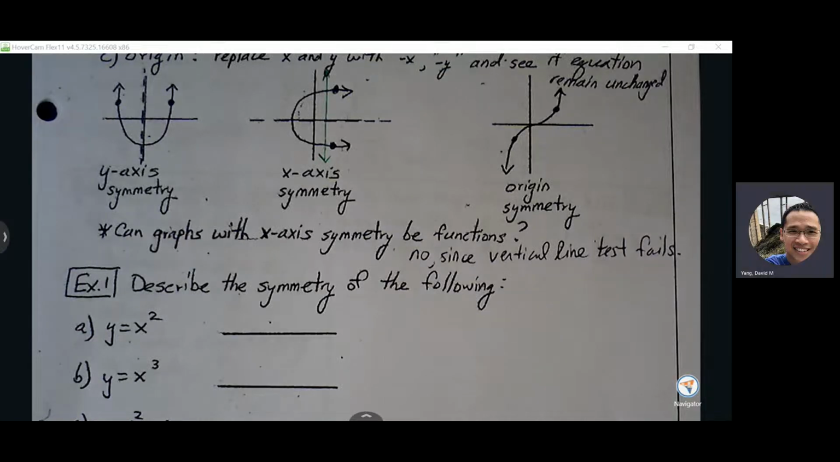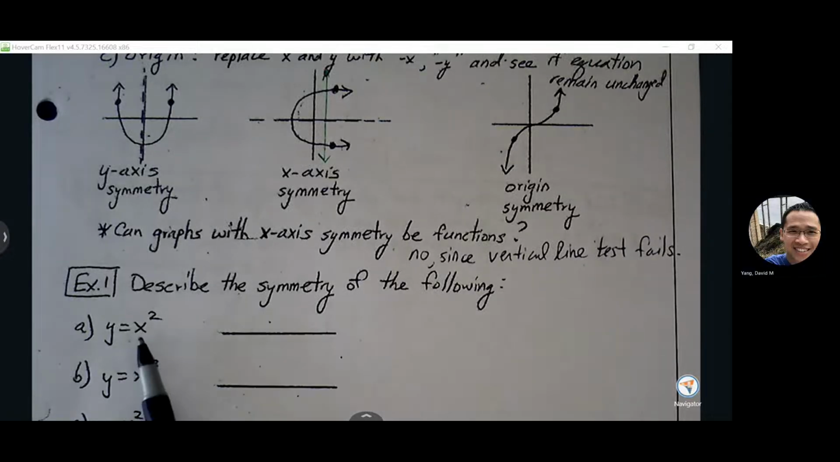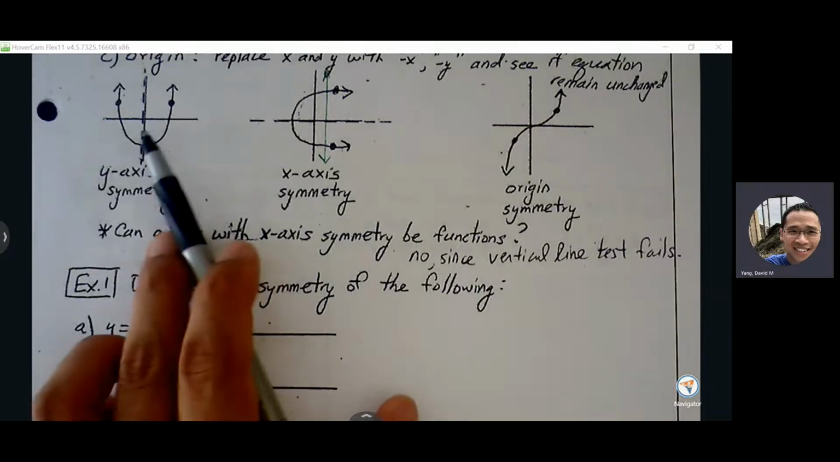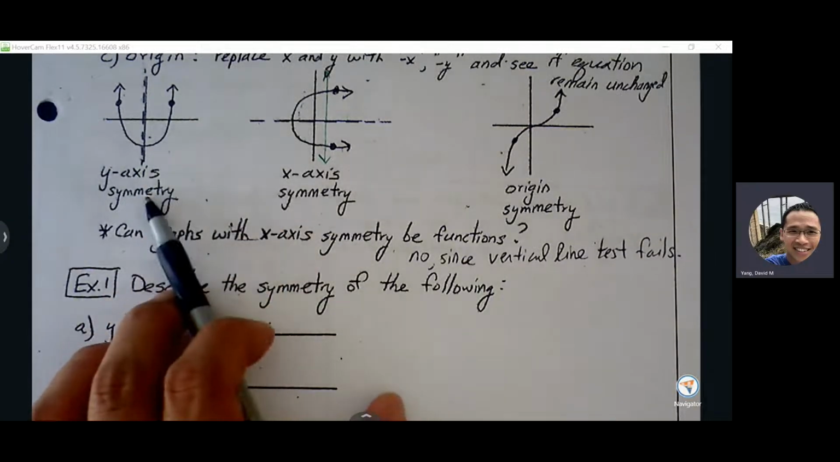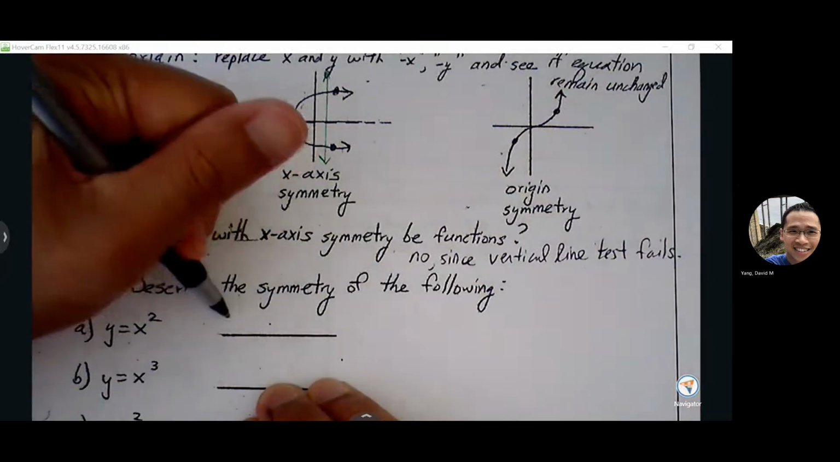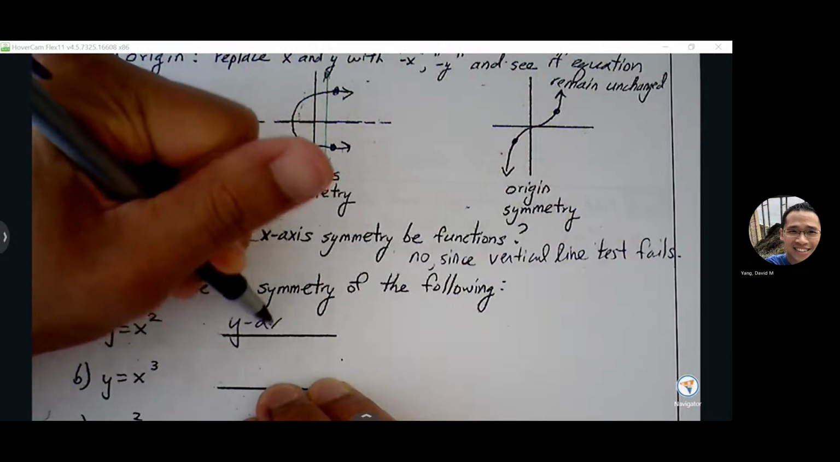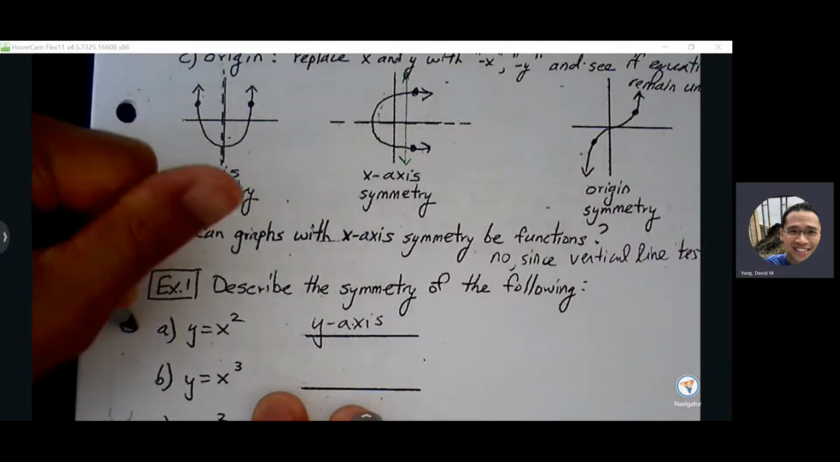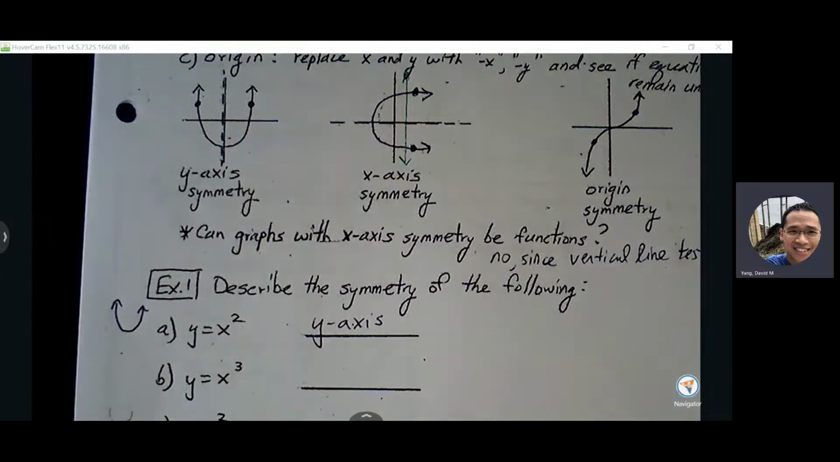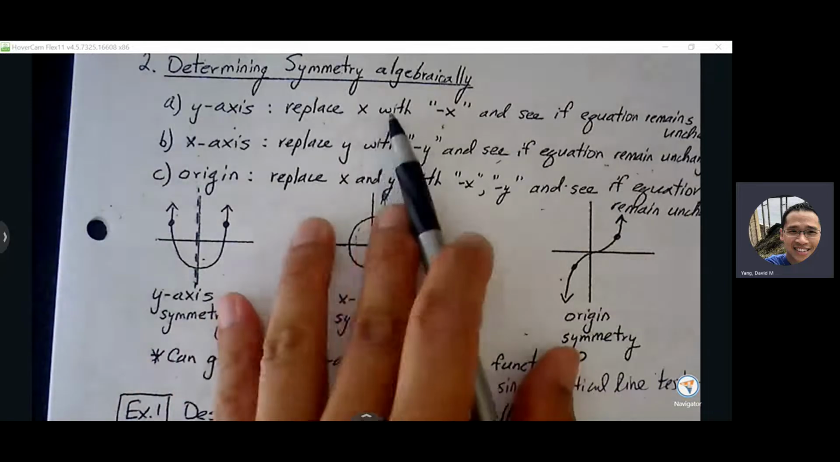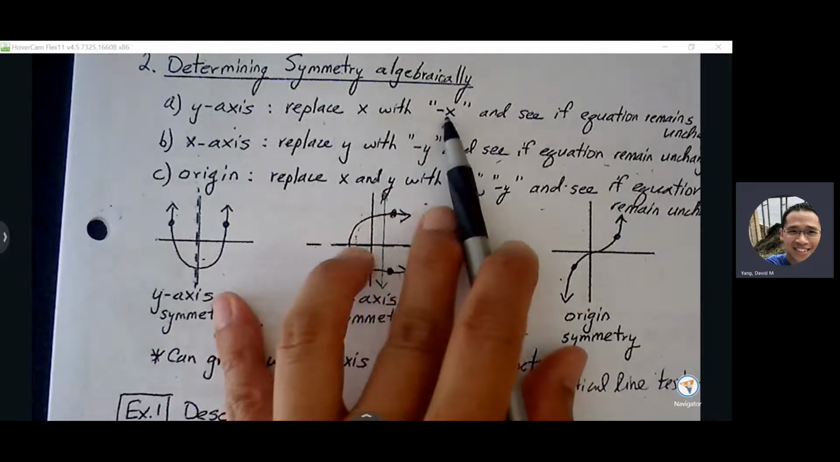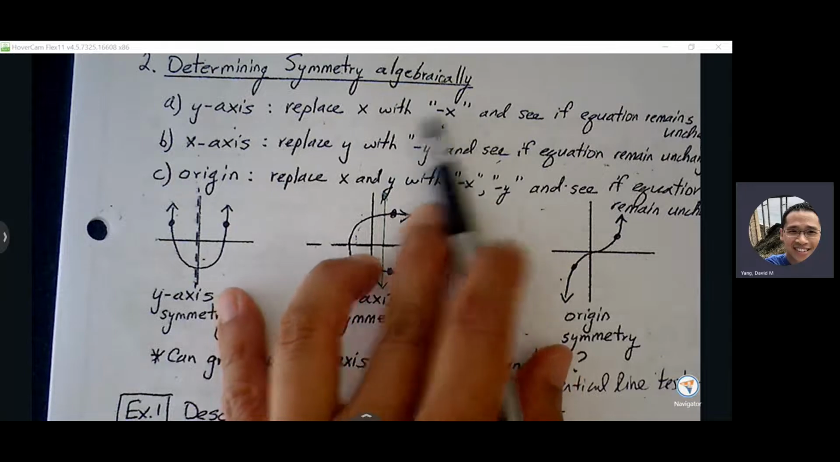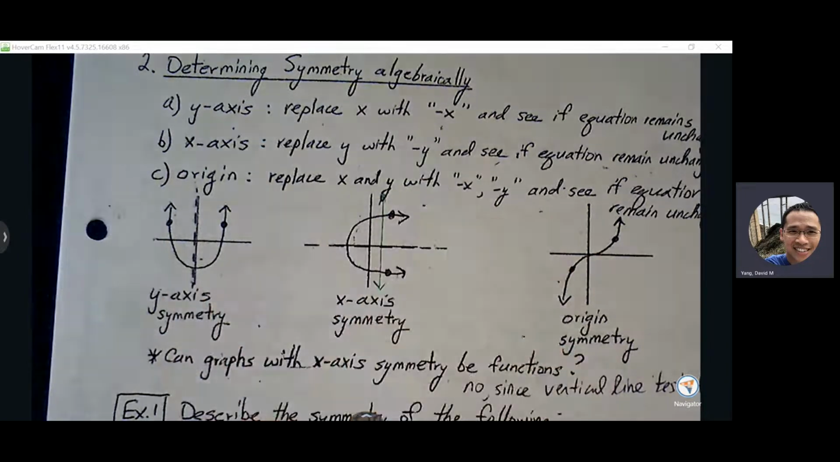Okay, example one. Describe the symmetry of the following. y equals x squared. This is a parabola, so therefore this has y-axis symmetry. We can tell visually that this parabola has y-axis symmetry, but we're also going to prove this algebraically. So we're going to take our equation, replace every x with negative x, and see if we can make it go back to the original version.